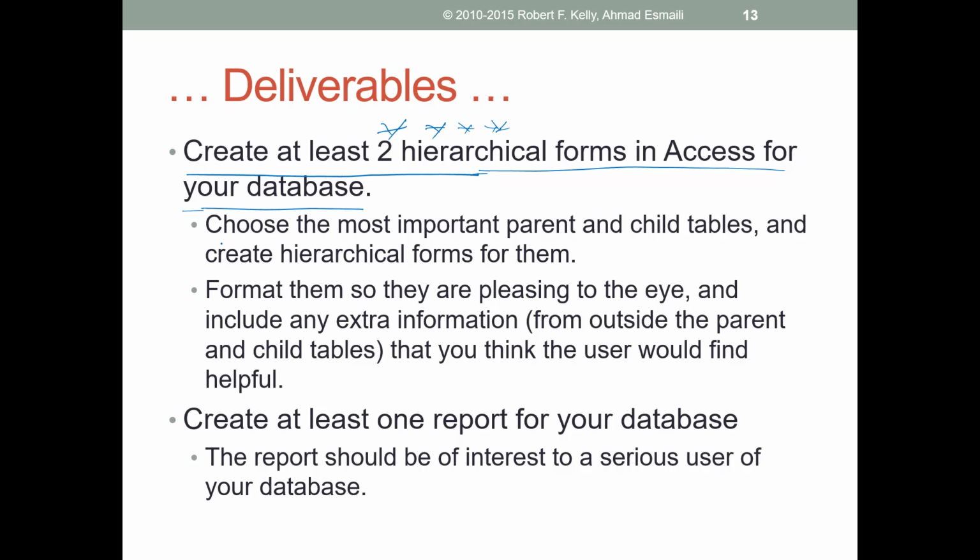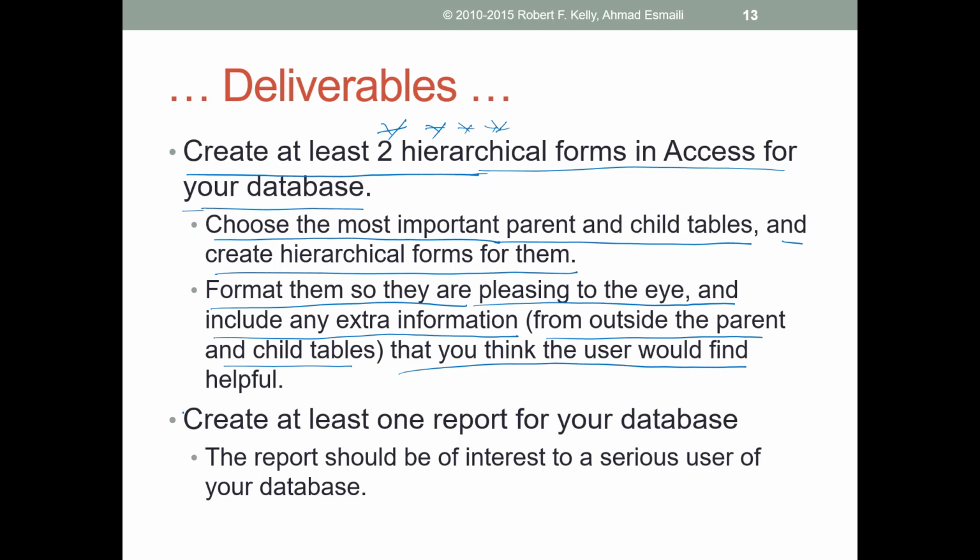What you need to do, you can design a hierarchical form for a one-to-many relationship. There you'll have a table called the parent table, and there will be a child table. For a hierarchical form, you need to choose the most important parent and child table and create a hierarchical form for them. Now you need to format them so that they are pleasing to the eye and include any extra information from outside the parent and the child table that you think the user would find helpful, right?